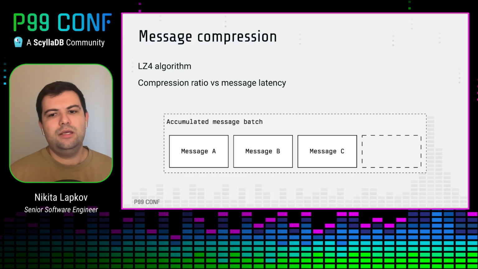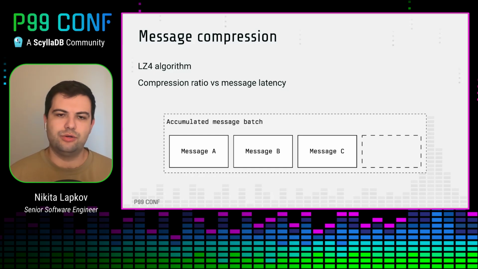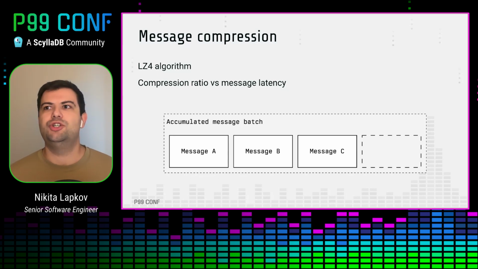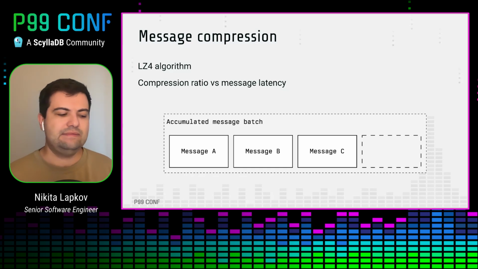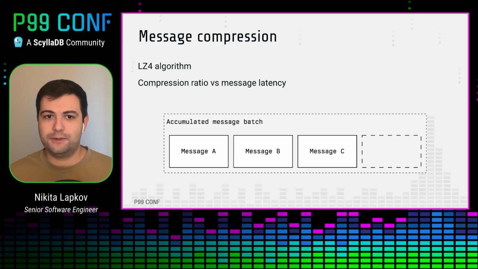So the trade-off I was talking about before, between the compression ratio and message latency, is quite important. Ideally, we want to accumulate as many messages as possible in our buffer before compressing it, because this provides a better compression ratio, since LZ4 has more data to work on. At the same time, when we are accumulating messages in this queue, we are artificially increasing their latency, because they're just sitting there waiting when we could have sent them over the network.